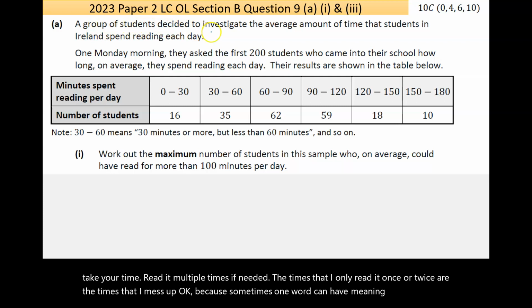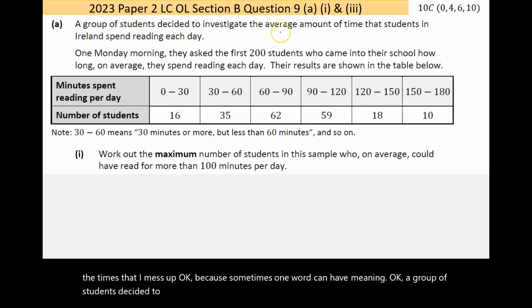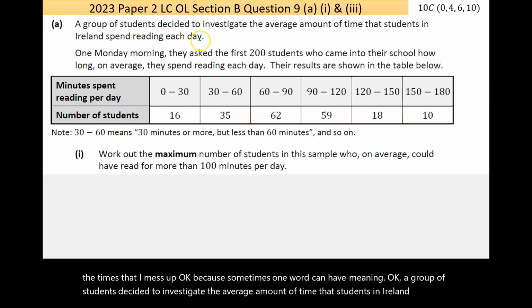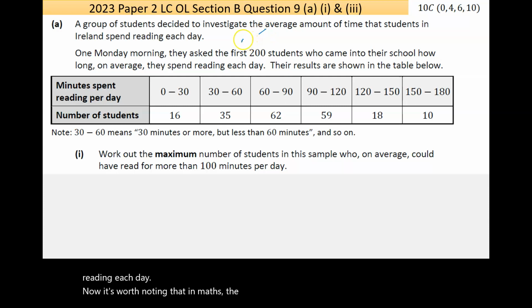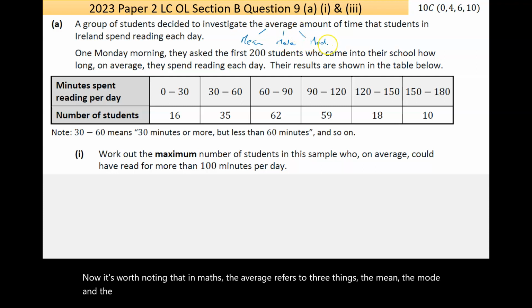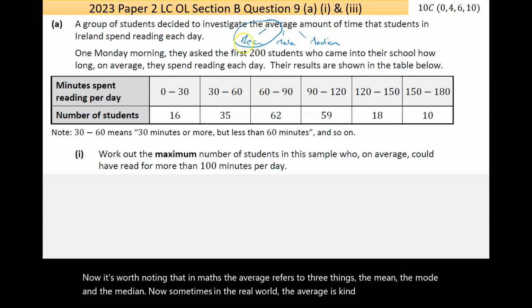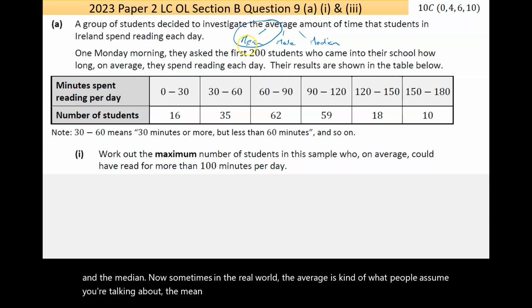A group of students decided to investigate the average amount of time that students in Ireland spend reading each day. Now, it's worth noting that in maths, the average refers to 3 things: the mean, the mode, and the median. Now, sometimes in the real world, people assume you're talking about the mean, which is add up all the data and divide by the number of data points. So we'll see what they mean here.